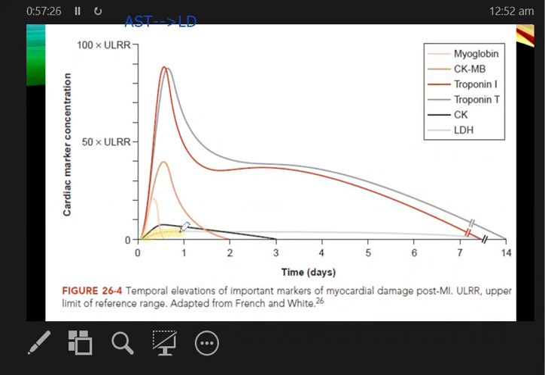So that one, the gray one, shows the pattern of your lactate dehydrogenase. Your AST is no longer included in this because it's no longer used. It's obsolete already.